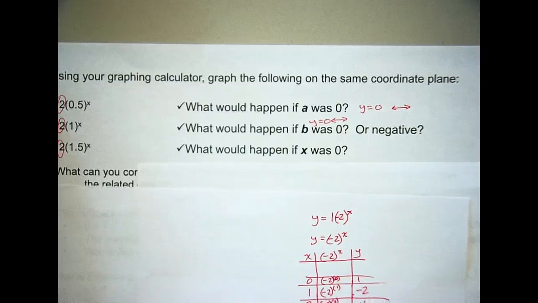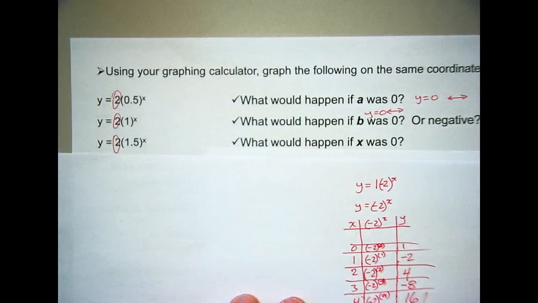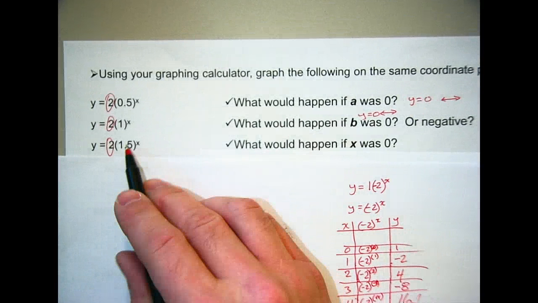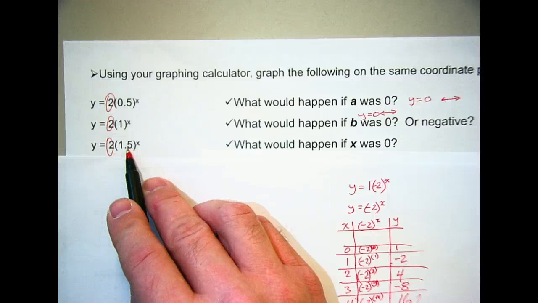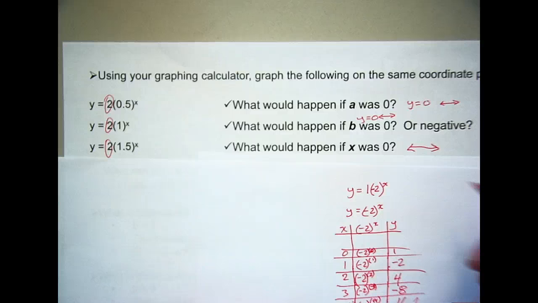All right. Make a note there. What happens if x was 0? We talked about it. Anything to the 0 power is 1. So everything would be raised to 1. That would mean I'd have 2 times 1.5. I once again would get a flat line. I get a linear equation.